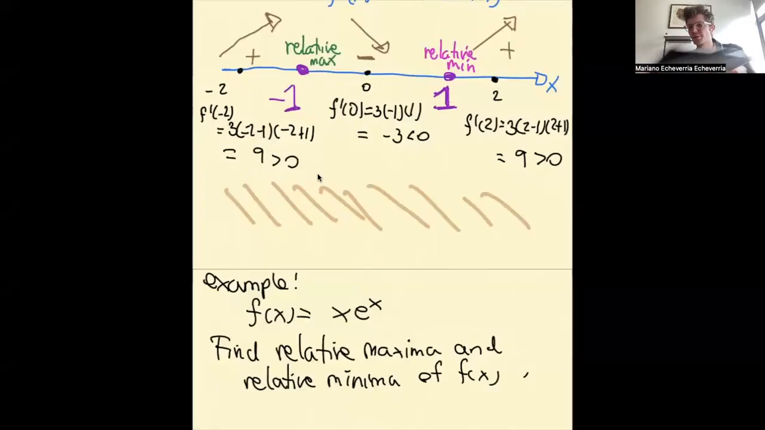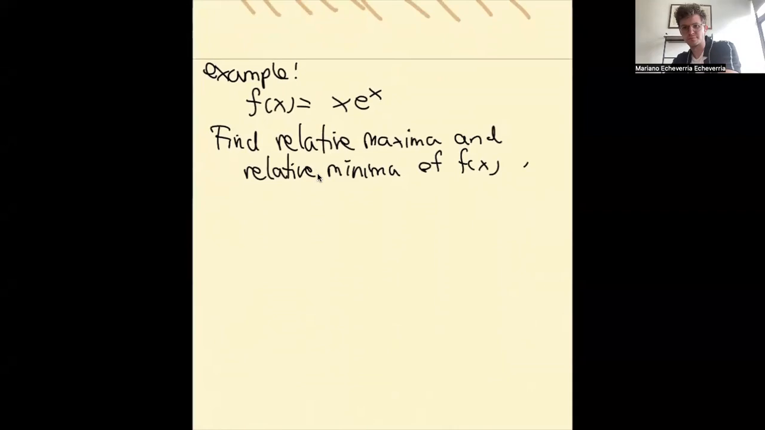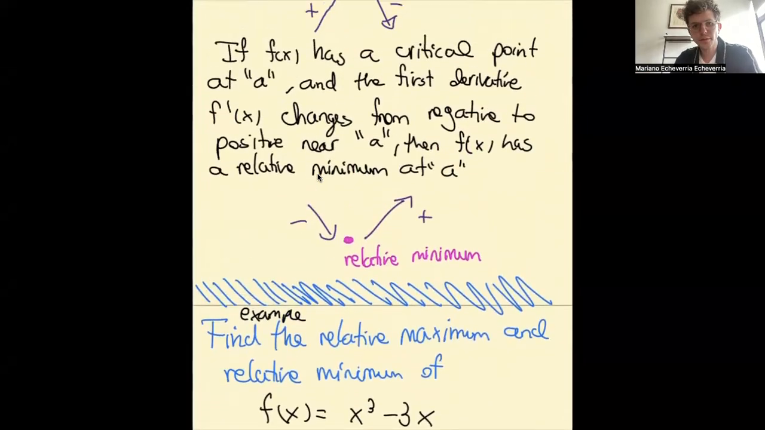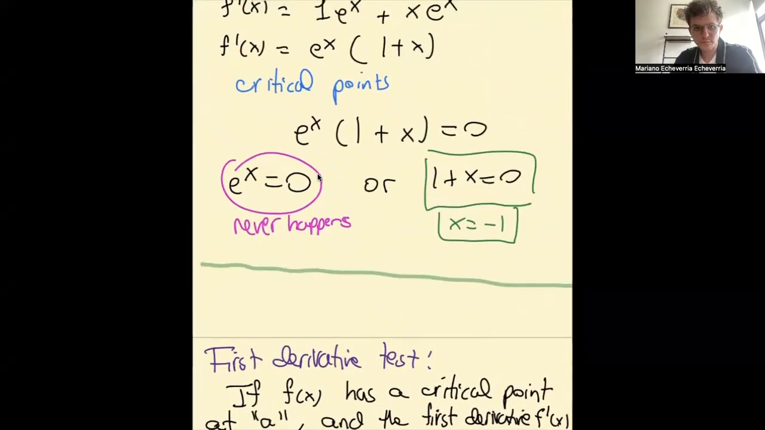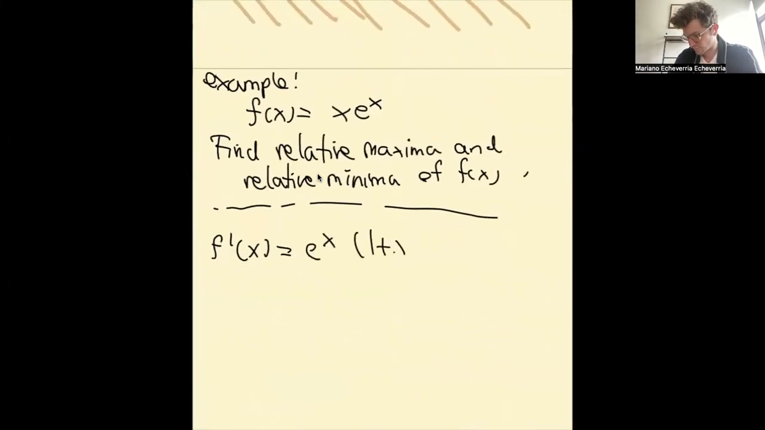Okay, so what did you find? Was this point a relative max or a relative min? What was the first derivative? It was e to the x times (1 plus x). Right, so there was a critical point at x equals -1, and that was the only critical point, right?